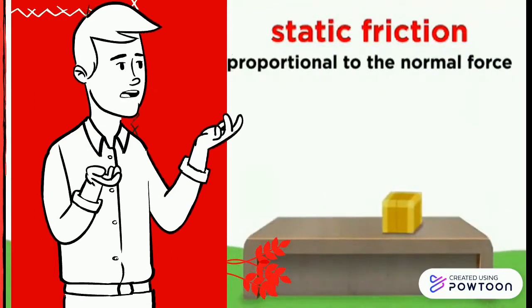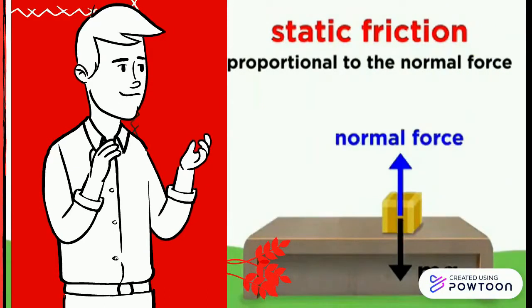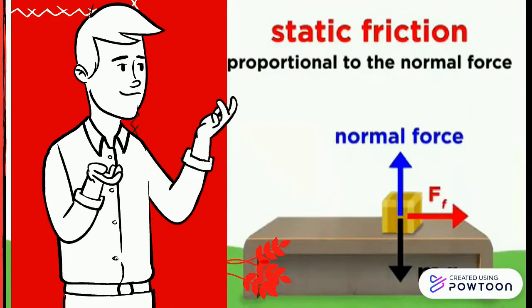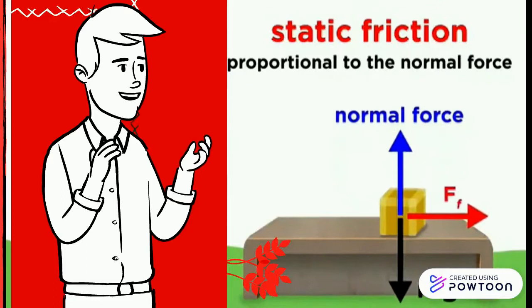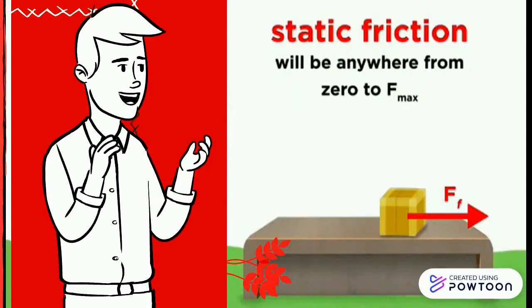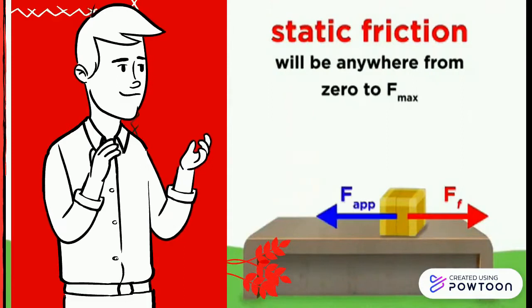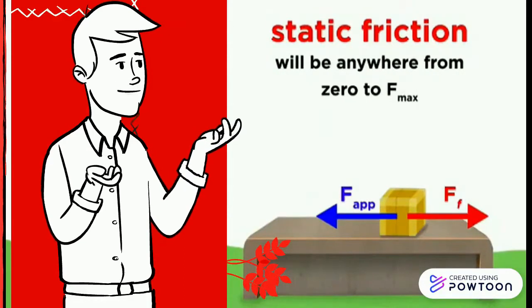This frictional force is proportional to the normal force, so the heavier the object, the greater the normal force, and the greater the frictional force. This is because as the weight of the object increases, the harder it presses down on the surface, which will increase the number of contact points between the object and the surface. The static frictional force will be anywhere from 0 to the maximum possible value, depending on the forces operating on the object, since the static frictional force will be equal to the applied force until the maximum is reached.